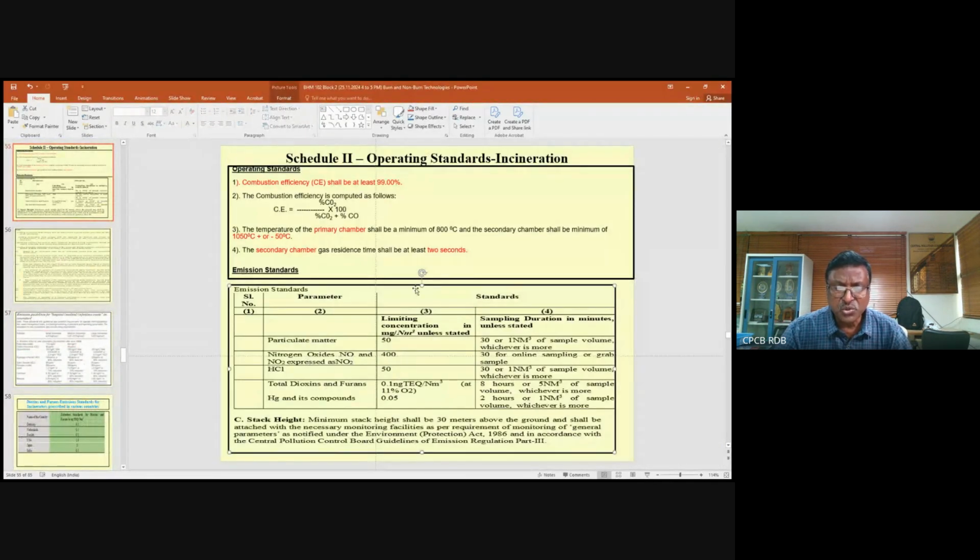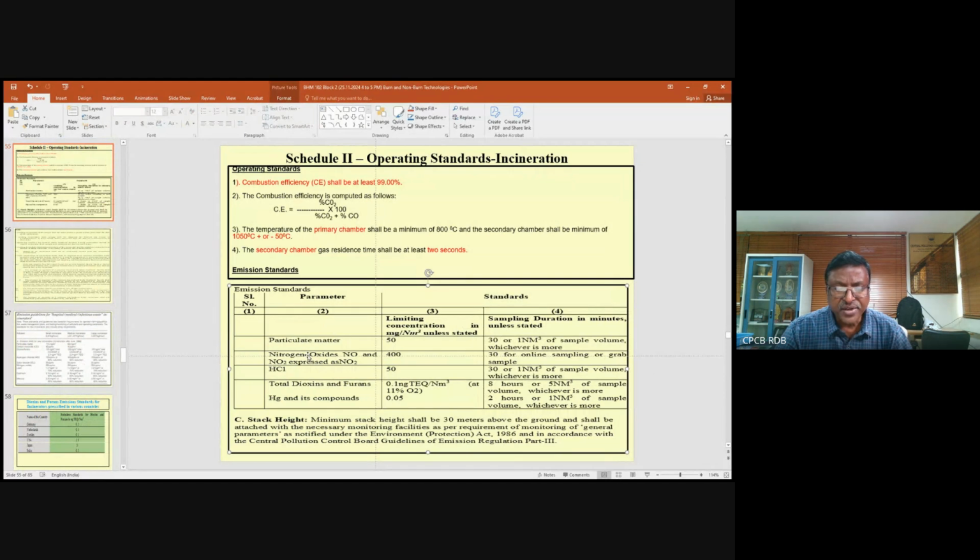You can refer to the rules, where they suggest various standards. Particulate matter should be 50. Oxides of nitrogen should not be more than 400. Hydrochloric acid should not be more than 50. Dioxin should not be more than 0.1 nanogram. Please kindly remember these figures also. You can expect these in your exam. Therefore, the limit for particulate is 50, for NOx is 400, for hydrochloric acid is 50 milligram per normal cubic meter, and for total dioxins and furans the limit is 0.1 nanogram toxic equivalent per normal cubic meter at 11% O2 correction. And mercury and its compounds should be less than 0.05 milligram per normal cubic meter.